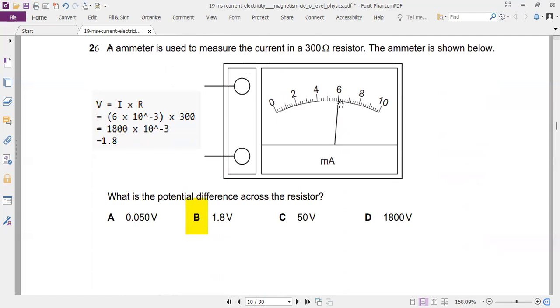And this one is just reading the meters in milliamps and then multiplying with resistance gives you the voltage. So 6 milliamps times 300 gives you 1.8.